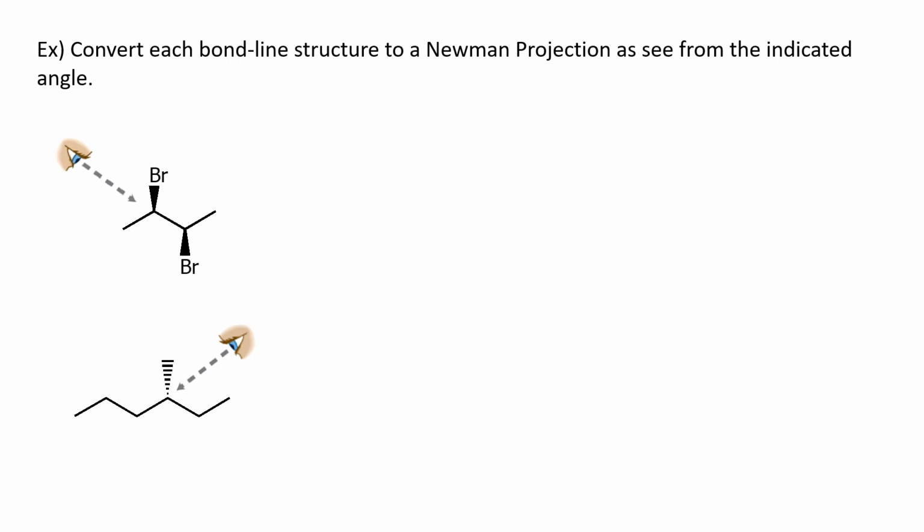All right, hopefully you were able to give these a shot. Okay, so step one, converting a bond line to Newman, is to draw those hydrogens in. Now, we have our zigzag template, but let's go ahead and put those hydrogens in. And those methyl groups, we can write as CH3 or Me, it doesn't matter.